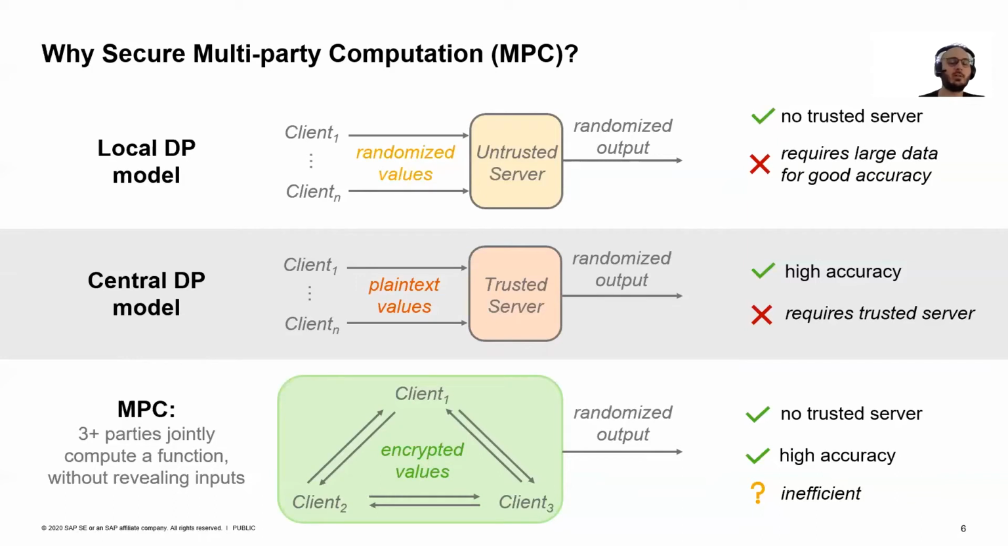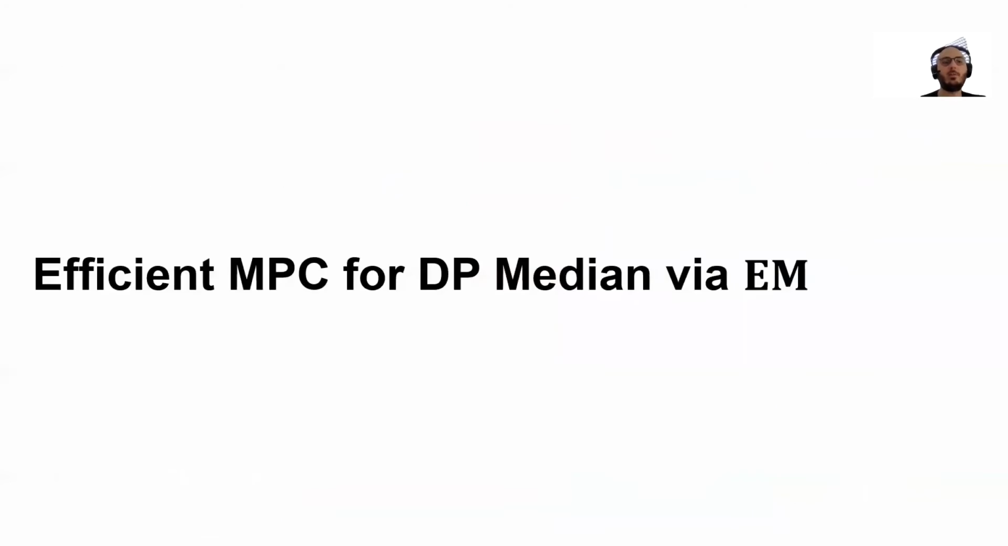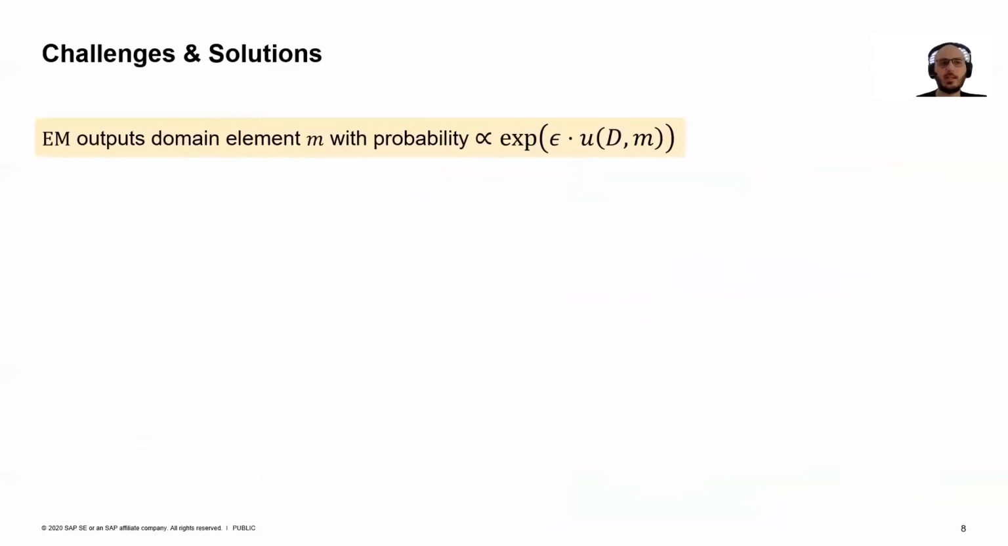In general, no, because there's communication and computation overhead. However, we provide an efficient MPC protocol for the differential private median via the exponential mechanism. Recall, the exponential mechanism outputs a domain element m with probability proportional to the exponential function evaluated on epsilon multiplied with the utility for this value over a dataset D.